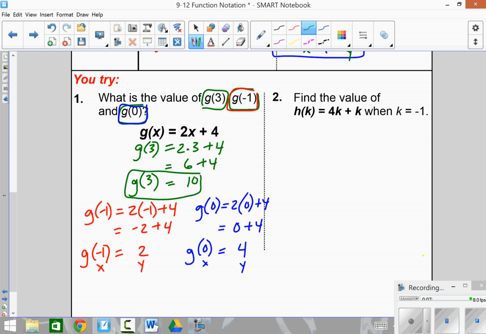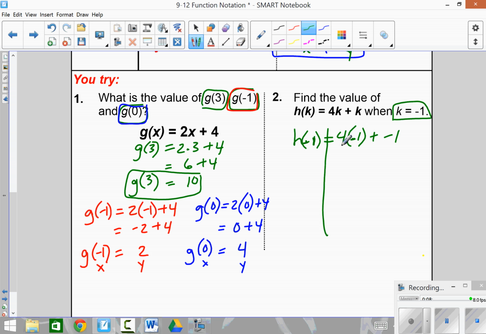All right, let's take a look at how you did. It says find the value of h of k equals 4k plus k when k equals negative 1. So the function name is h, okay? They're telling you that the k equals negative 1. Notice it's not an x here, so we're trying out different variables. So in this function, 4k plus k, everywhere there's a k, you have to plug in a negative 1. So we're going to have 4 times negative 1 plus negative 1.